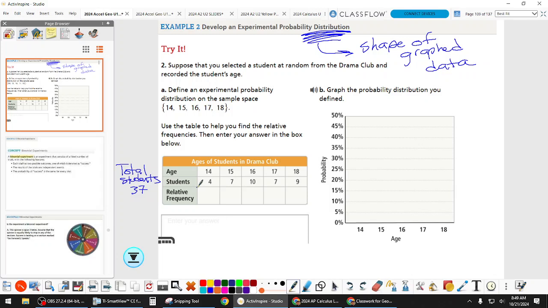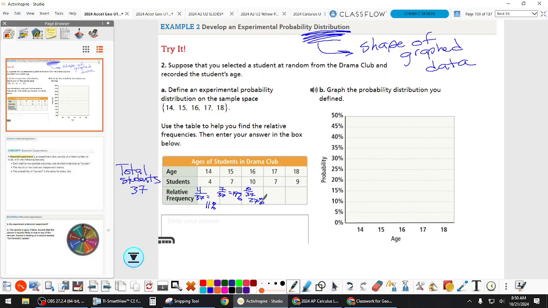11%. Well, he said 11, you're saying 10. Oh, that's 10.108. I just rounded up. So 10.8. Let's do mathematical rounding. So that's 11%. Okay, and then 7 out of 37. Not 10%. 10 out of 37. 27%.